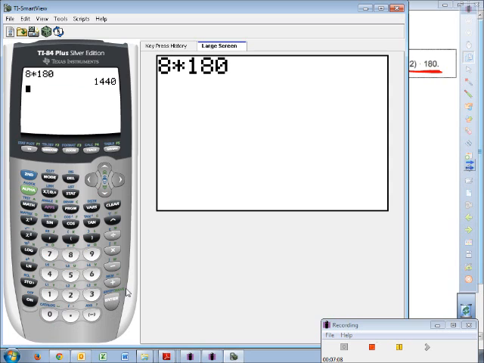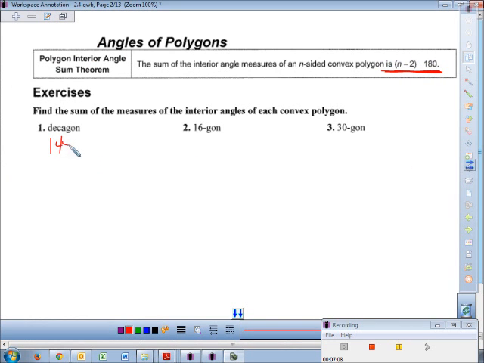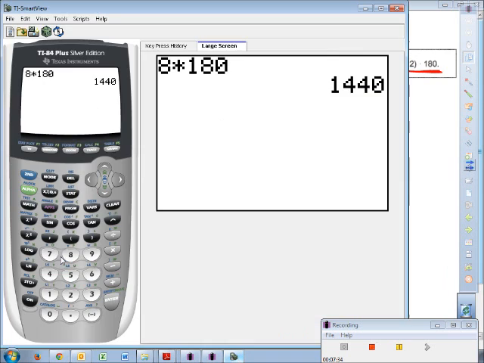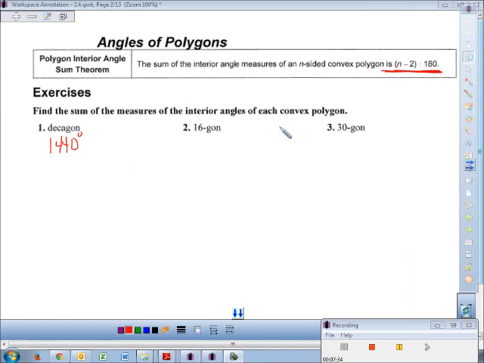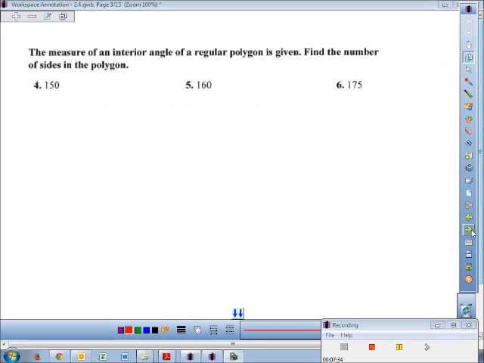And what do you get? 1440. There is 1,440 degrees inside of any convex decagon. Make sure you put degrees, though. You with me? 16-gon. How many sides does a 16-gon have? Pretty sure it's got 16. So what are we taking times 180, though? 2 less. 14 times 180 is 2520. Is that what we're getting? 2,520 degrees. Get the rest of these problems done.